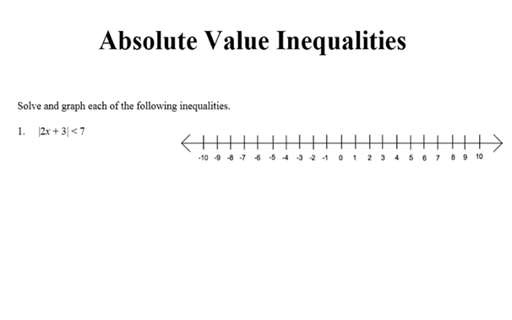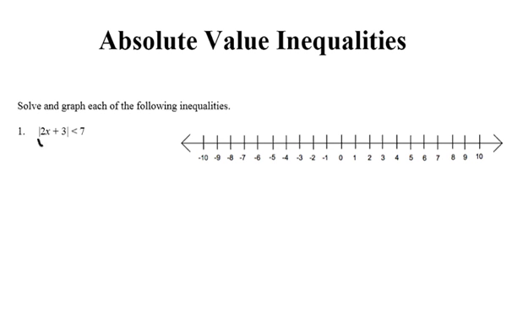The first thing you need to do, just like we did with our equations, is to make sure the absolute value is all by itself. And in our first example, the absolute value of 2x plus 3 is less than 7 is all by itself. So we can go ahead and set up our two equations.